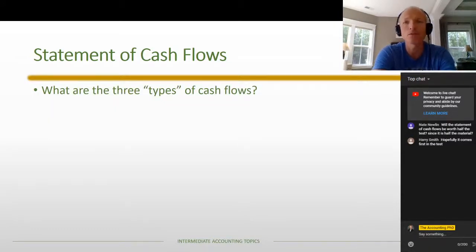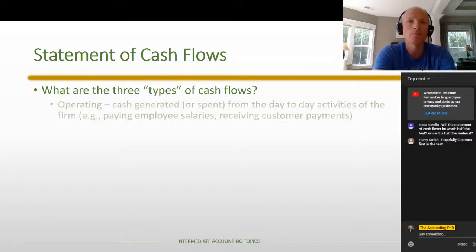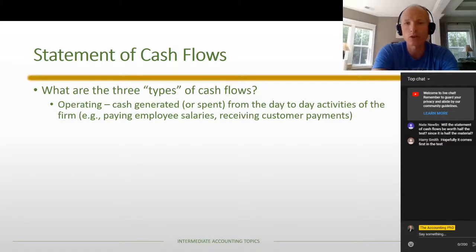There are three types of cash flows. Number one, there are operating cash flows, the cash flows generated from the day-to-day activities of the company. Paying employee salaries, receiving customer payments, buying supplies, whatever it might be. Those day-to-day operations are the operating section of the statement of cash flows.